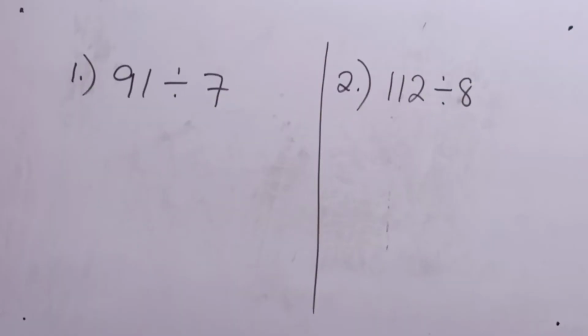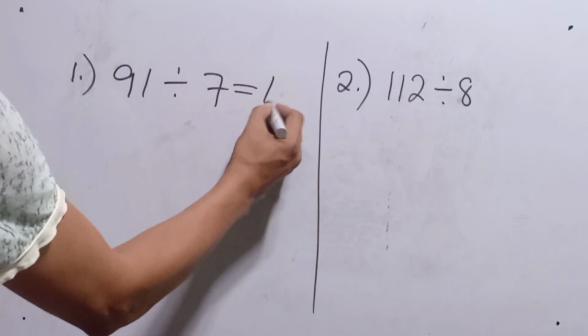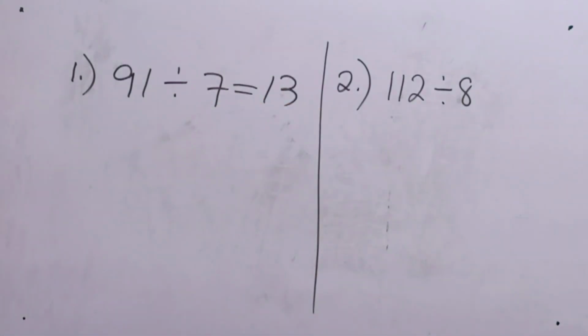Now let's see how far you understood the lesson on mental division by answering these two exercises on the board. Let's have the first one. It's 91 divided by 7. What do you think is the quotient? Okay, it's what? 13, right? How to get 13? How will you divide this mentally?